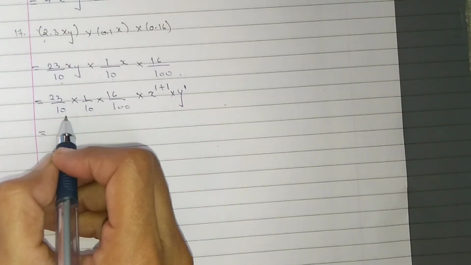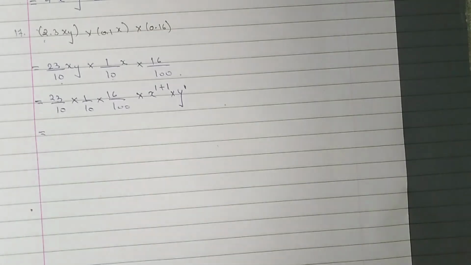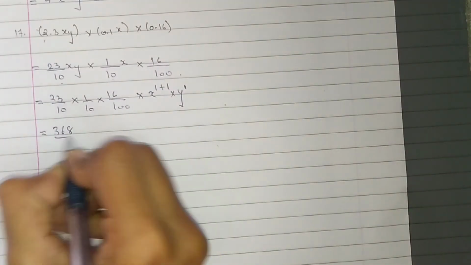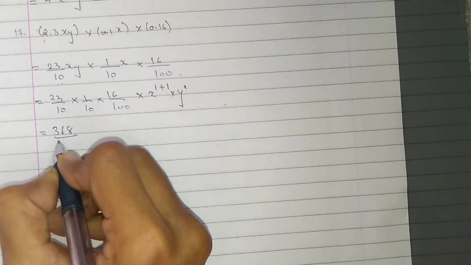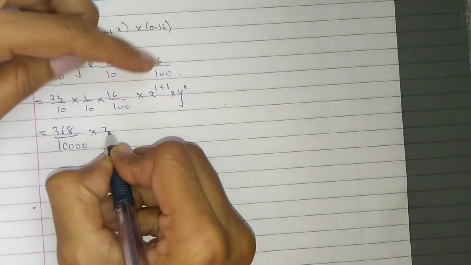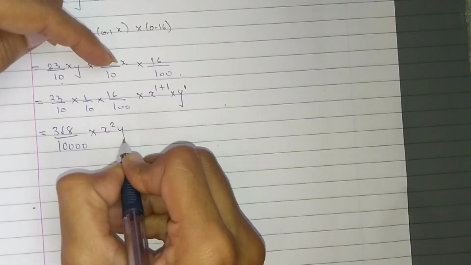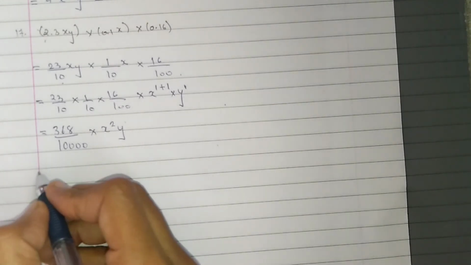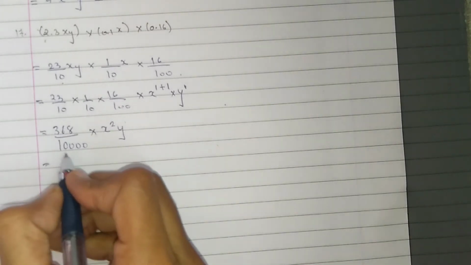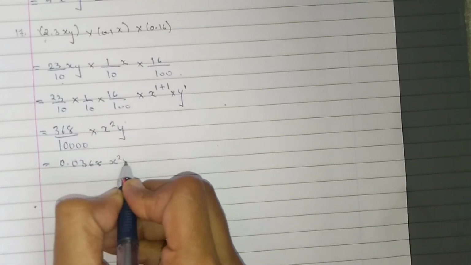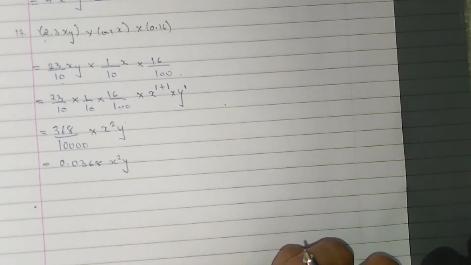Now 23 into 16 is 368 upon 1 followed by 4 zeros. 4 zeros are there, so 4 zeros multiply by x raised to 2 and y raised to 1, so as it is. Okay, so if you want to make a decimal, you can make it that: 0.0368 x raised to square y raised to 1, which is y.